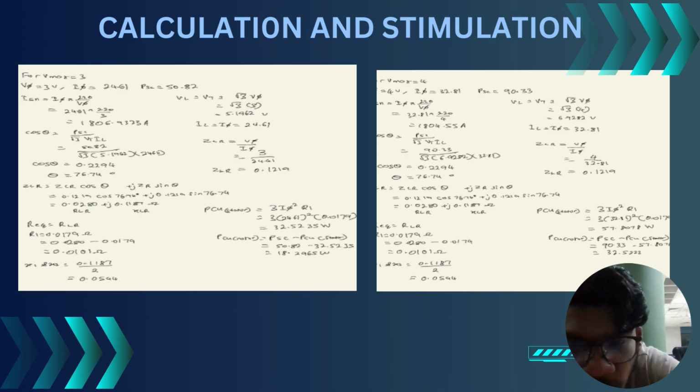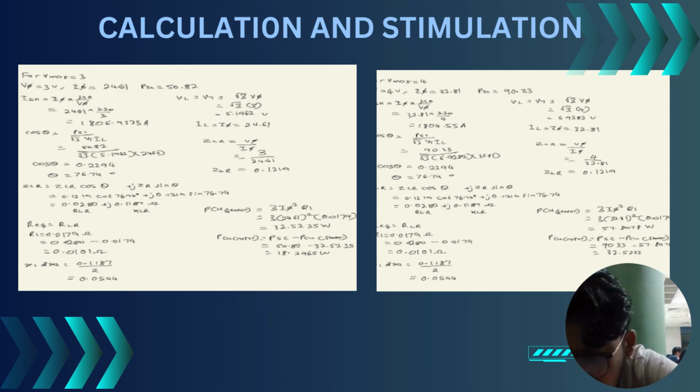And then the same formula we are using over here. So voltage line equals 6.9282 volt, and then I synchronize equals 1804.55 ampere, and then theta is the same value 76.74, and then ZLR equals the same value 0.1219, because in here the impedance is the same. The voltage is getting different, current is getting different, but the impedance is still the same.